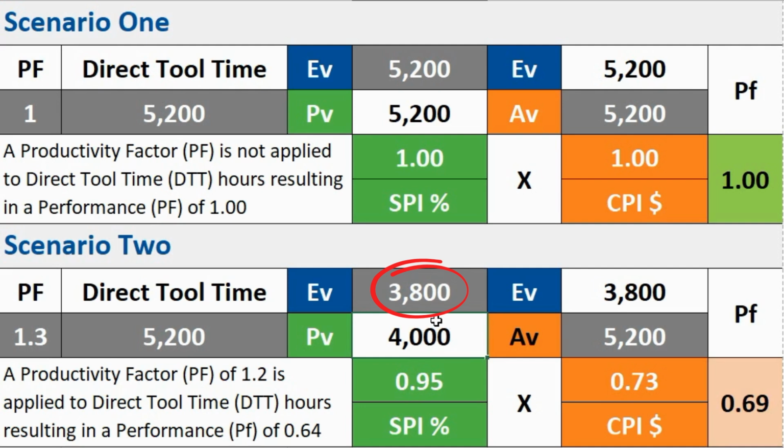For example, if we did extra work that was not scheduled for that day, we could earn more than the 4,000 planned with the 1.3 PF. Using the formula of EV divided by PV, we can compute an SPI of 0.95.